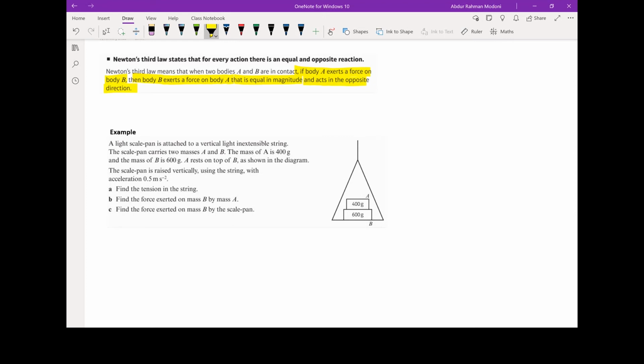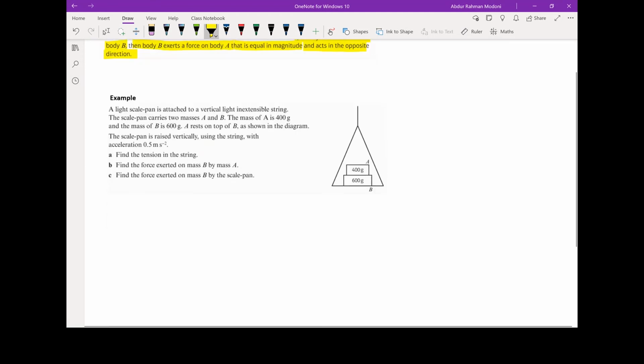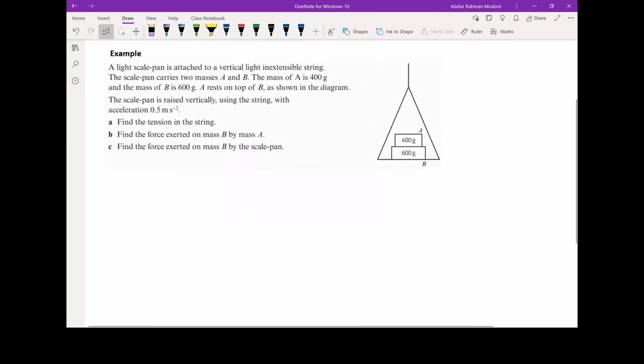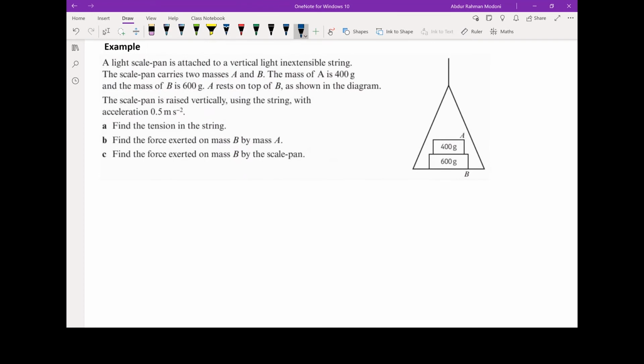So we will use Newton's third law in this question. The question reads, a light scale pan is attached to a vertical light and extensible string. And the scale pan carries two masses, A and B, as we can see in the diagram. The mass of A is 400 grams and the mass of B is 600 grams. A rests on top of B as shown in the diagram. And the pan is raised vertically upwards using the string with acceleration of 0.5 meters per second squared.